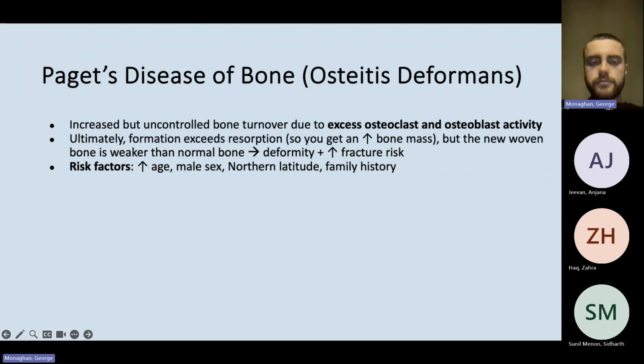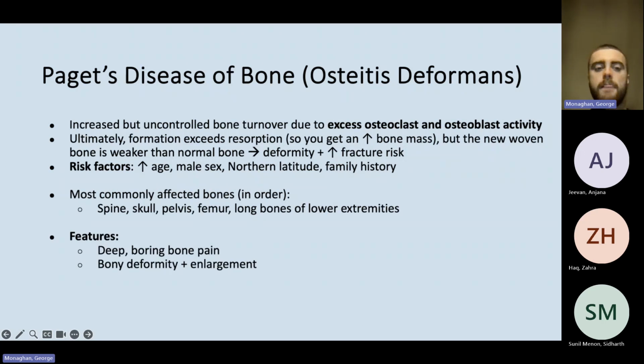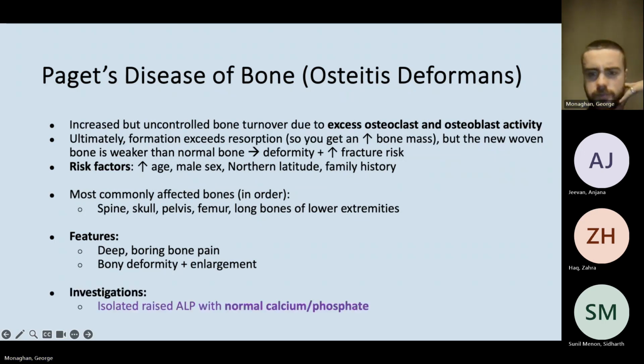Risk factors. In a question, it would usually be an old man, but there's a family history link as well. Most commonly affected bones, in order: spine, skull, pelvis, femur, and then long bones of the lower extremities. And features, so if it's an older man coming with deep, boring bone pain, and then some deformity and enlargement, because formation exceeds resorption. And then it could also be that they've had a fragility fracture, for example.